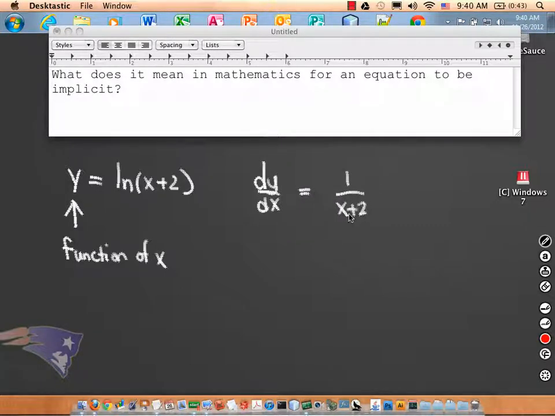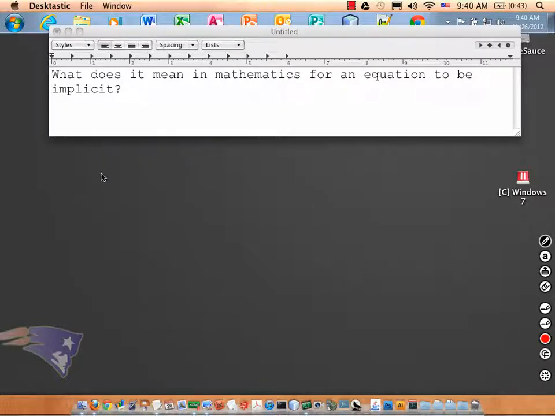Yeah. And then when you use the chain rule, the derivative of x plus 2 is 1. So there you go, you're exactly right: 1 over x plus 2. No problems there. Okay, so here's an implicit equation.